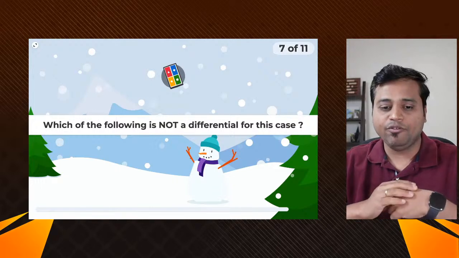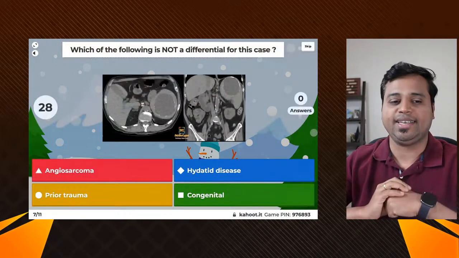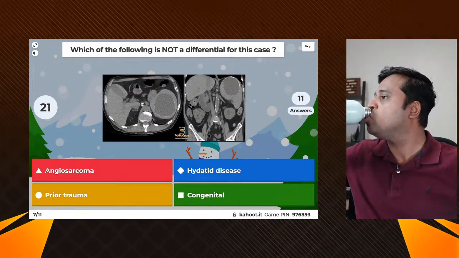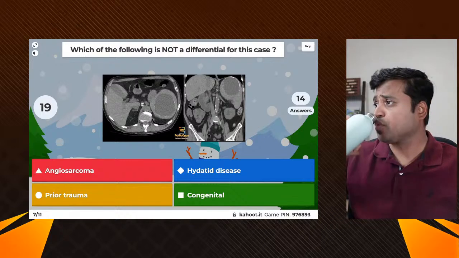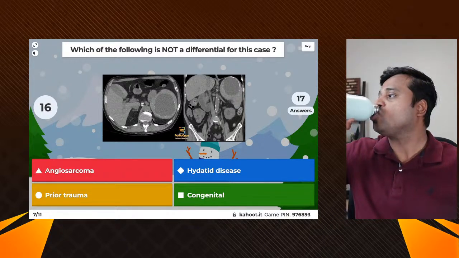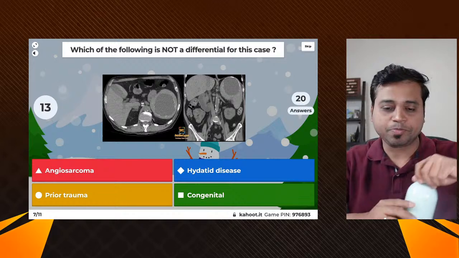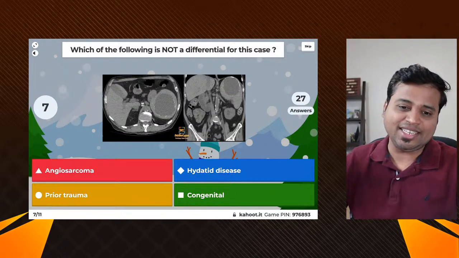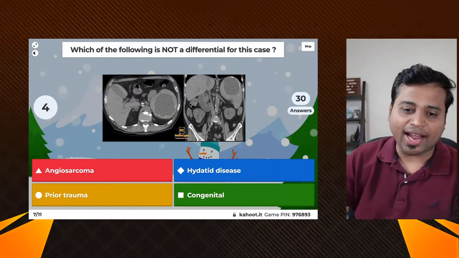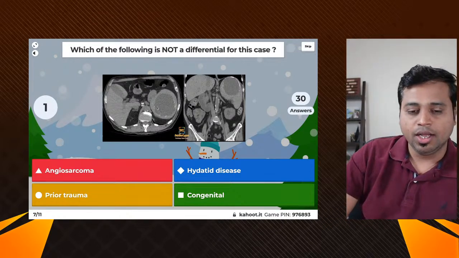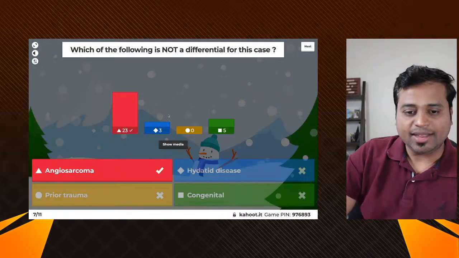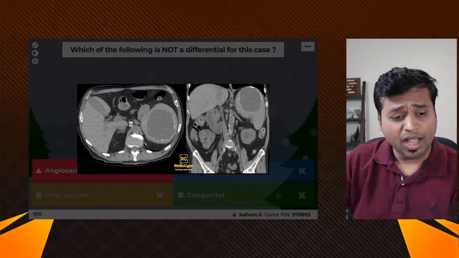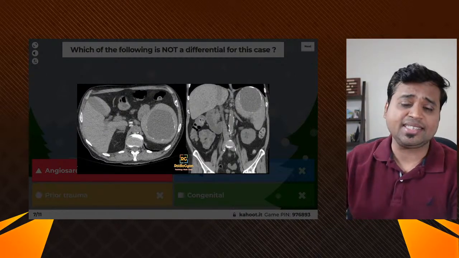Question number 6, which of the following is not a differential for this case? So is it an angiosarcoma? Is it hydatid? Is it prior trauma? Or is it congenital? So we have axial unenhanced CTs at the level of the upper abdomen. There's a large cystic lesion in the spleen with peripheral calcifications. So this is basically a cystic splenic lesion.